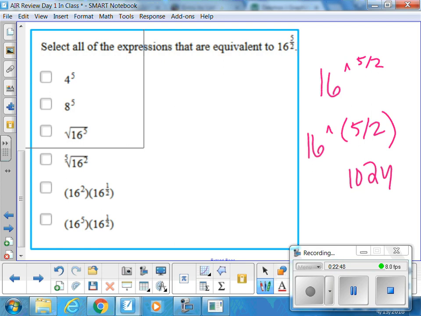All right, so basically we're going to check mark every single entry over here that is equal to 1024. So 4 to the 5th? Yes, check mark. 8 to the 5th? No, it's 32,000. The square root of 16 to the 5th? Yeah, that's 1024.